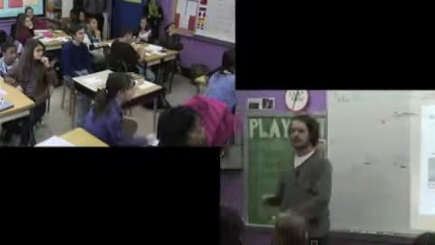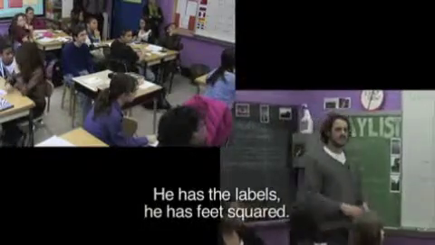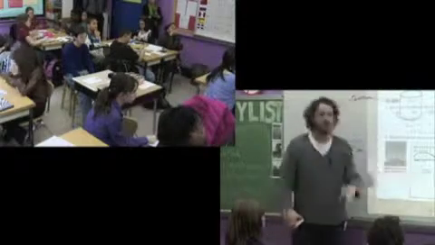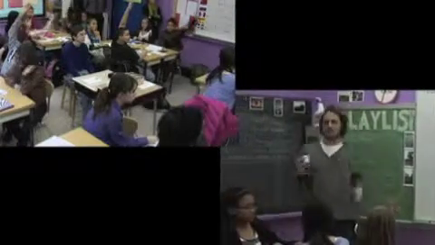I see something else. Dot your I's, cross your T's. What am I talking about, Jonah? Oh, he has the labels. He has feet squared for area and feet for circumference. Now, real quick, what's the difference between circumference and area? Go ahead, Brandon.